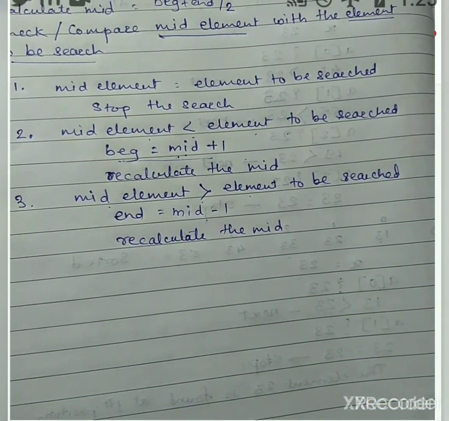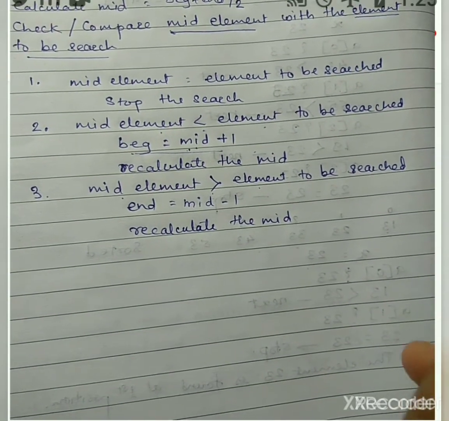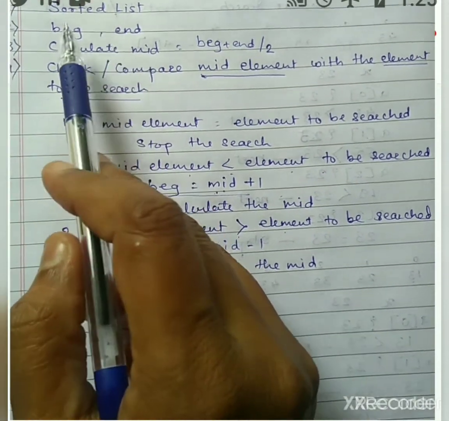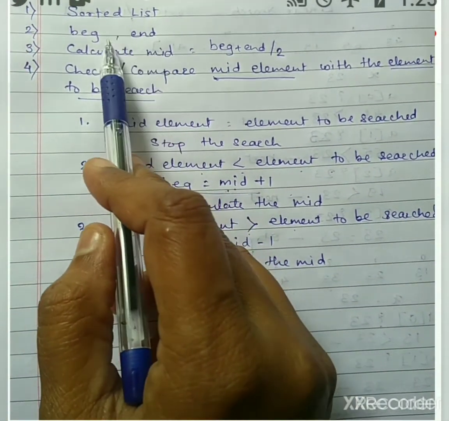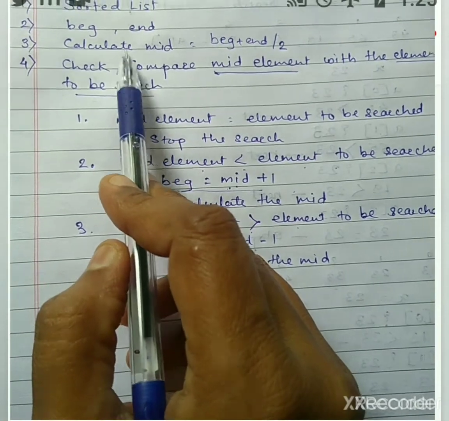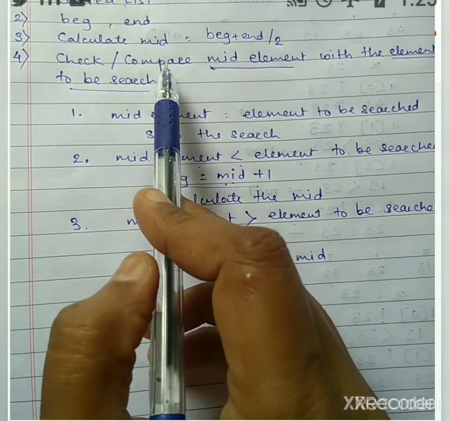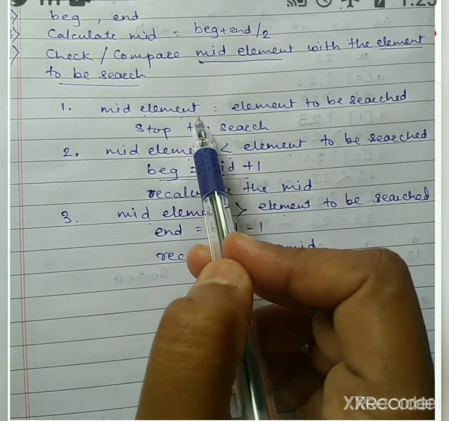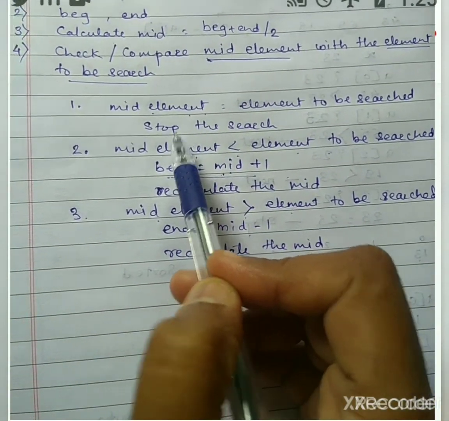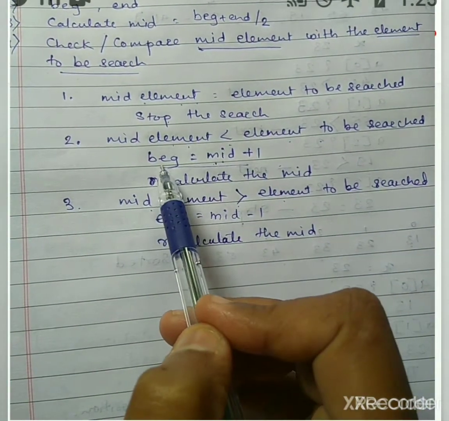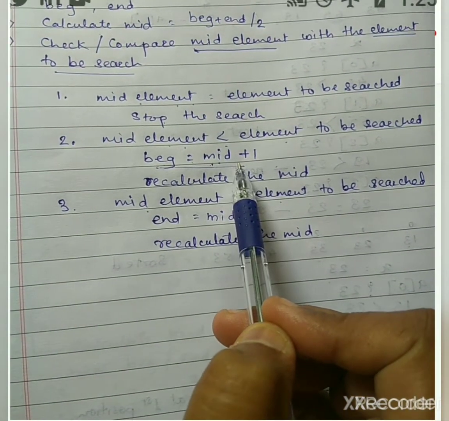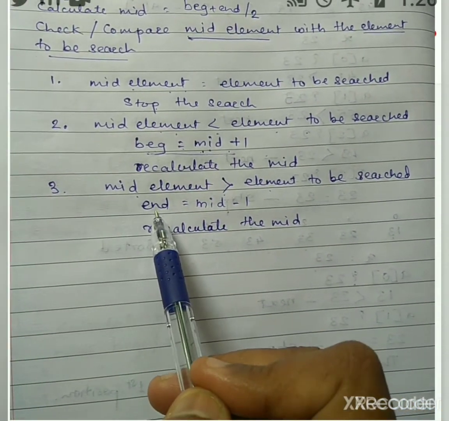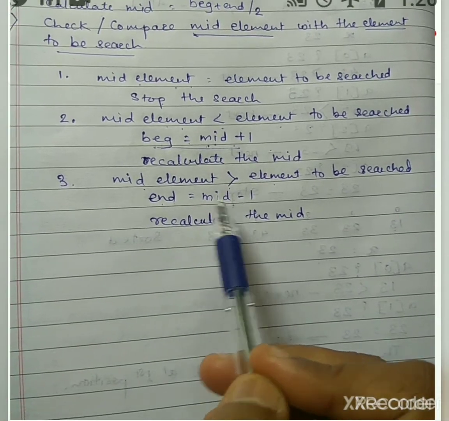This is a simple thing of what we exactly have to do. First of all the list should be sorted, then we mention beginning and end. By using that beginning and end, we calculate the mid. When we calculate the mid, we compare the mid element with the element to be searched. If it is equal to that element, then we stop the search. If it is less than the element, we set beginning equal to mid plus 1. If the mid element is greater than the element to be searched, then we change end equal to mid minus 1.